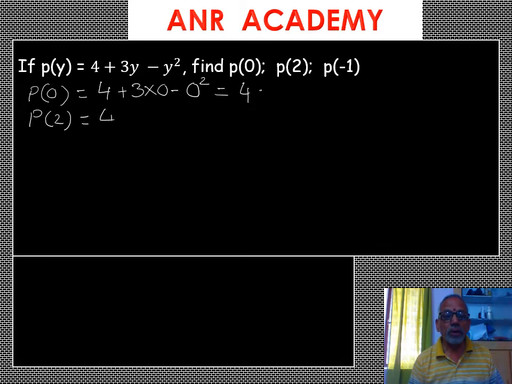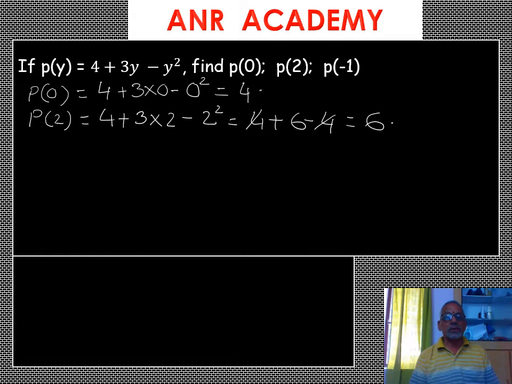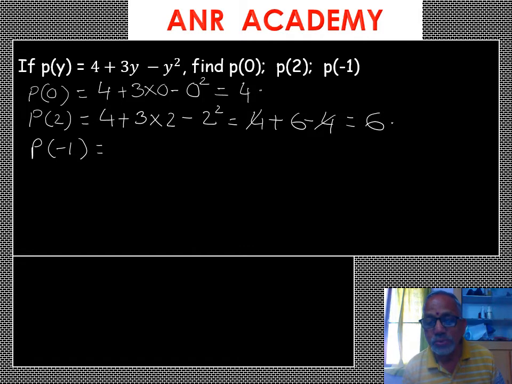So 4 plus 3 into 2 minus 2 square. 3 2s are 6, plus 6, minus 2 2s are 4. This 4 and this 4 cancel. So you get the answer 6. So P of 2 is equal to 6. Now the third one, P of minus 1. That means you need to replace y by minus 1.